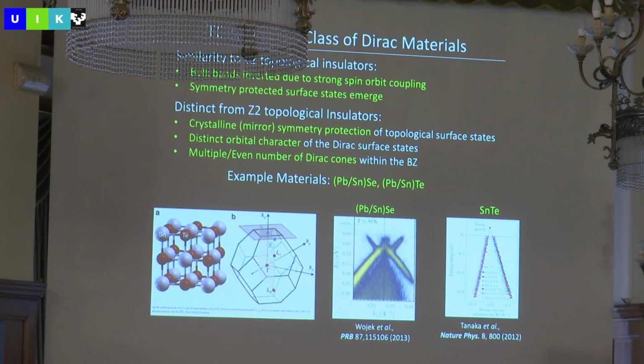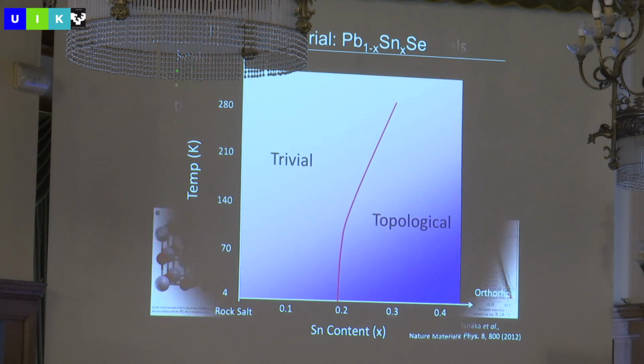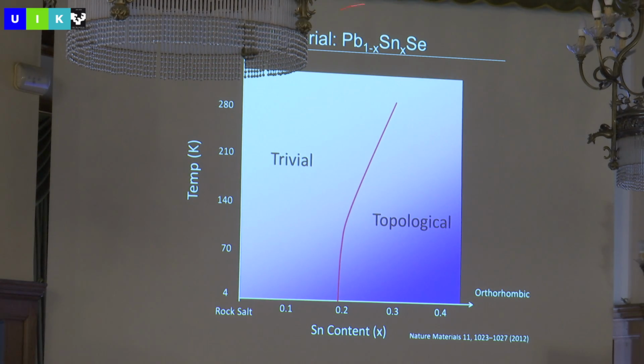Okay, so the material I'm going to show you is lead tin selenide. And the interesting thing about this material is that as a function of tin content, you actually undergo a topological to trivial phase transition, which is really beautiful because now I can track what happens to the surface states as you go across this transition. Okay, so I hope to show you data about that.